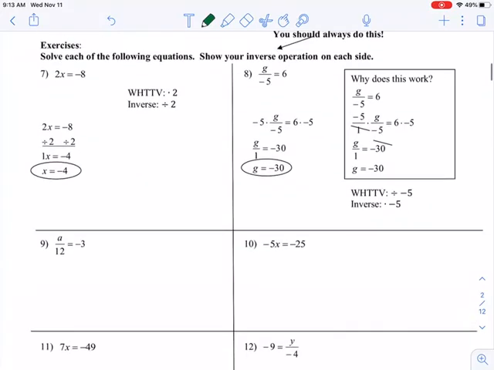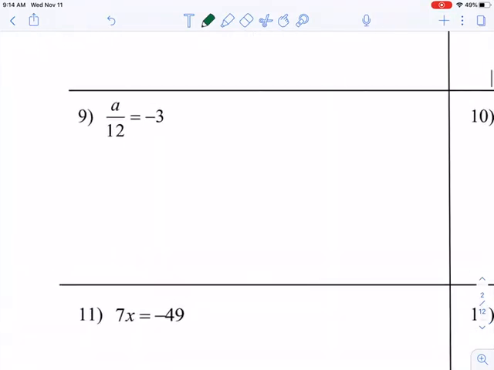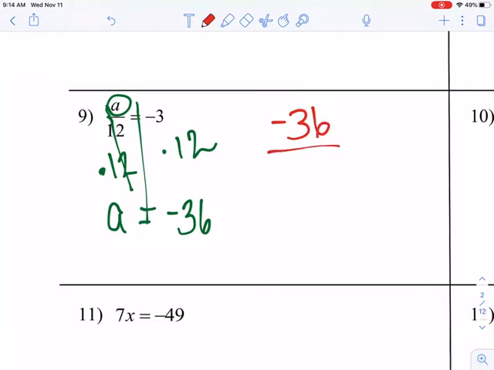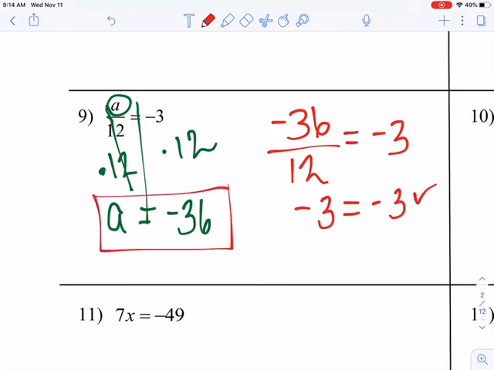All right, so let's look at some of our one-step equations with multiplication and division. They did 7 and 8 for you, so let's look at number 9. This is a divided by 12 equals -3. So what's happening to the variable? Well, we're dividing by 12, so the inverse would be to multiply by 12. These make 1, and a divided by 1 is just a, and then you have -3 times 12, which is -36. Remember your check steps. If you plug in -36, does that equal -3? And it does. So your equation is balanced, which means -36 is a good answer.